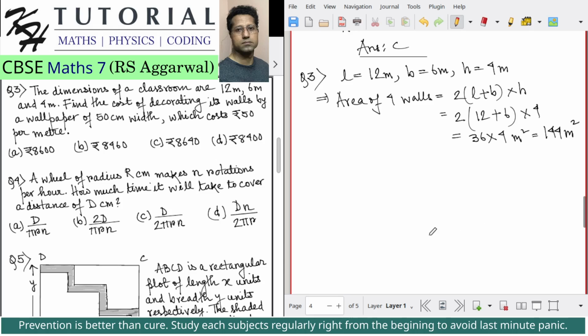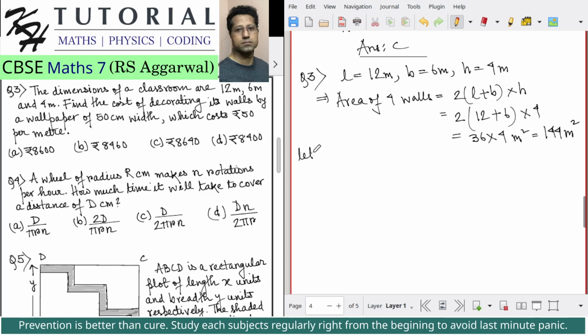Okay. Now we have to find the cost of decorating its walls by a wallpaper. So now we have to find the length of the wallpaper, so that the area of the wallpaper, the width of the wallpaper is fixed. So we need to find what will be the length of the wallpaper, so that its area is equal to the area of the 4 walls of the room.